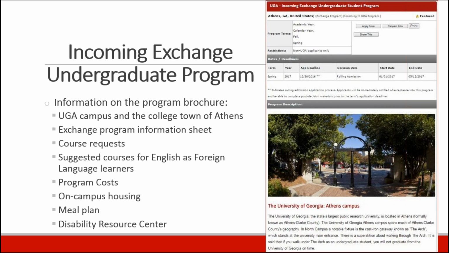This is a screenshot of the program brochure. It contains very important information. It's concise, but it's also important, and it has information about the UGA campus and the town of Athens. It contains the exchange program information sheet, the information about course requests, suggested courses for English as a foreign language learners, the program costs, on-campus housing options, the meal plan, and the Disability Resource Center if needed. So we encourage you to review the program brochure before you start an application in Go Abroad.